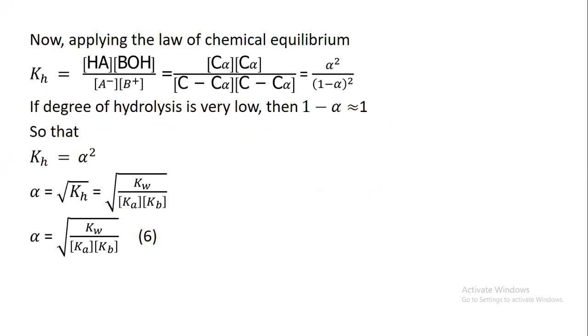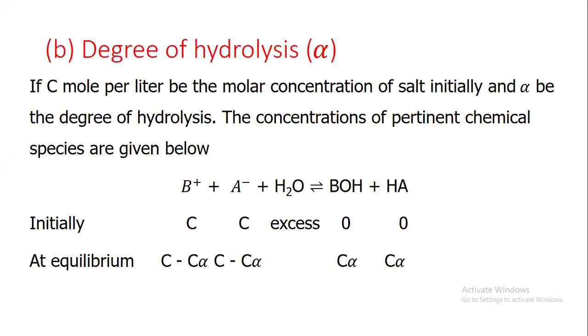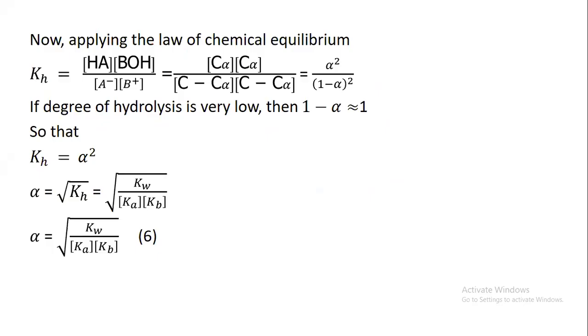Now applying the law of equilibrium, Kh is equal to [HA][BOH] over [A-][B+]. Solving, Kh equals h squared over 1 minus h squared. If the degree of hydrolysis is very low, then 1 minus h tends to 1, so that Kh is equal to h squared. Hence h equal to root over Kh, that is root over Kw over Ka Kb. So h equal to root over Kw over Ka Kb. Equation 6.